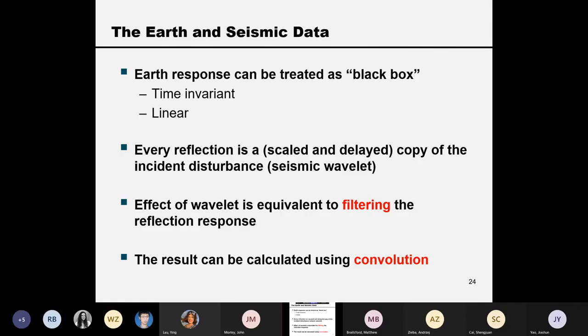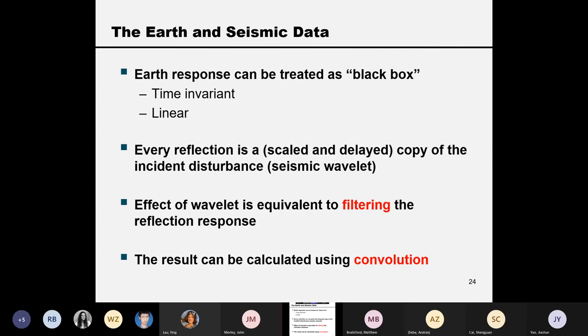Secondly, as we said in the model, every reflection is a copy of instant disturbance, which means the wavelet. We are talking about detail in the second part about the wavelet. Wavelet, in fact, is what we call the filtering. It's not the spark. Even if you have a seismic source of spark, what you record is not a spark. So basically, it's a filtering. You can mathematically treat it as a filter. That's the wavelet.